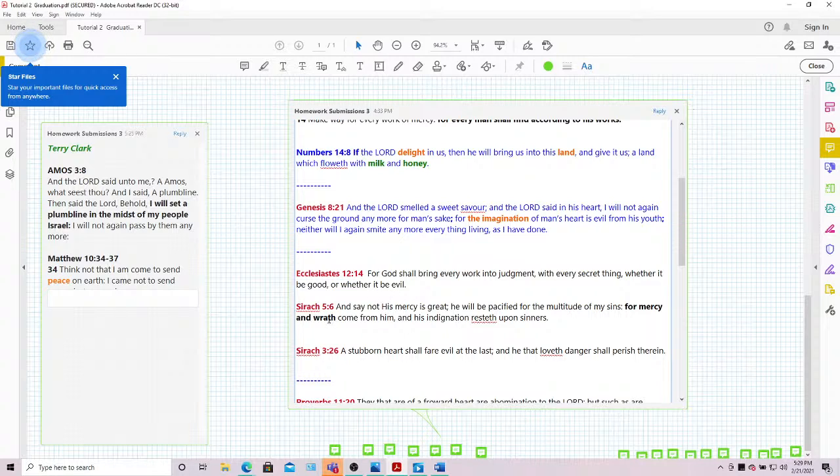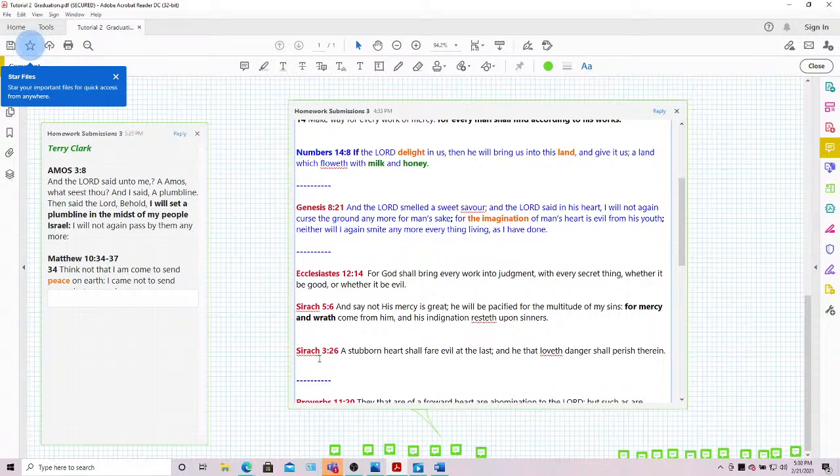Moving down to Sirach 5, verses 6: "Say not, his mercy is great; he will be pacified for the multitude of my sins." And this is why, so the Bible is getting ready to repeat itself: "For mercy and wrath come from him, and his indignation rests upon sinners." So you can't deceive yourself in your own heart, thinking his mercy is so great that you can keep on sinning over and over and over again and just think you're going to get that mercy. He has both sides, and you will trigger that wrath.